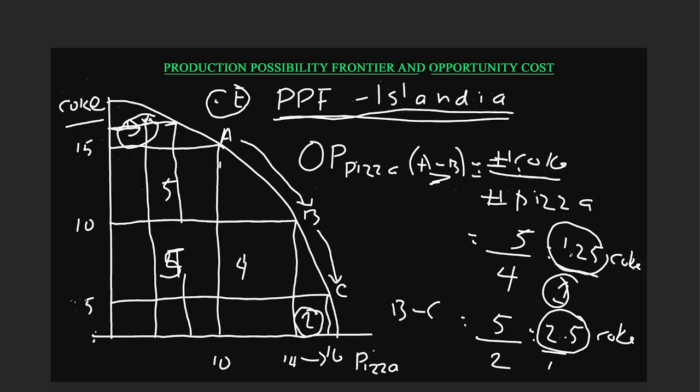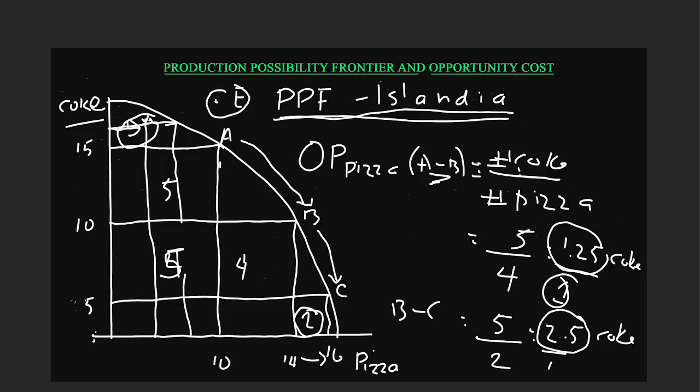So what do we see from 1.25 to 2.5? What we see is the opportunity cost of pizza is increasing, right? As you produce more pizza, as you move down the PPF, the opportunity cost of pizza increases. And this is because of the nature of this production possibility curve.